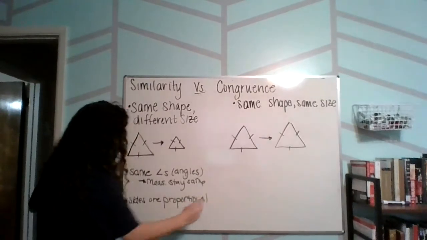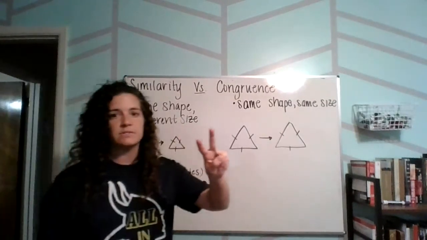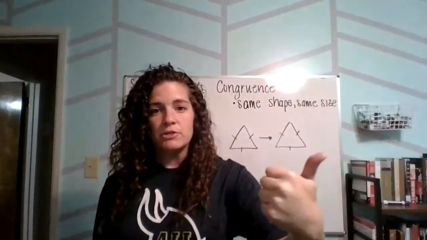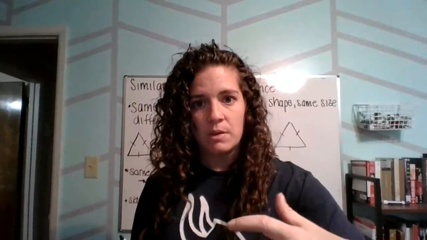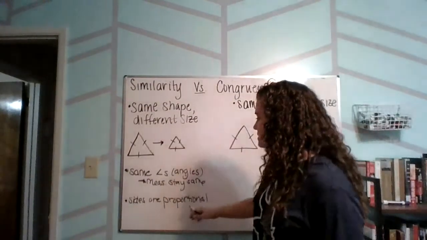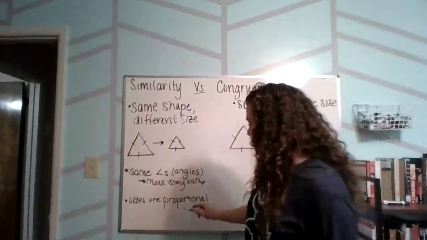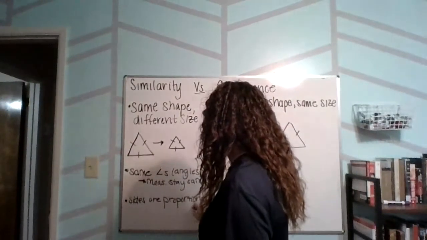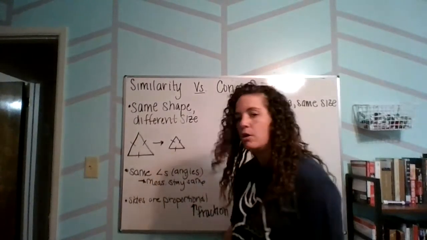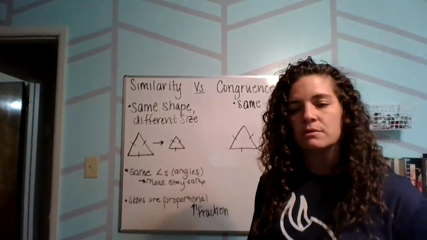So remember, there was always two things that we needed to discuss for similarity and congruency, right? We need to talk about their angle measures, which talks about the shape, and we need to talk about their sides. When it's similar, the sides are proportional. Remember that word proportional means fraction. Are the two fractions equal?